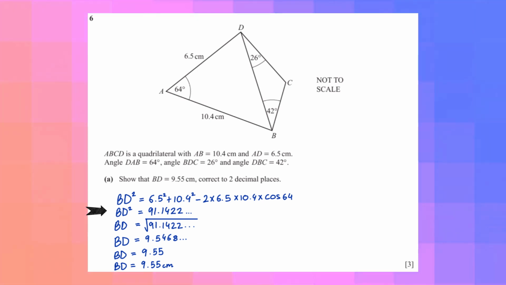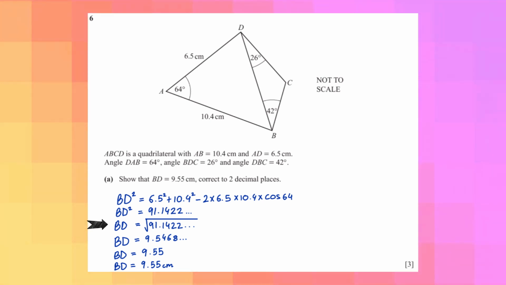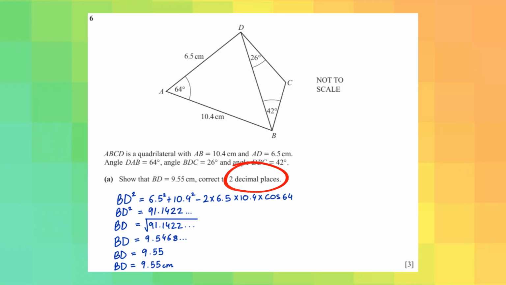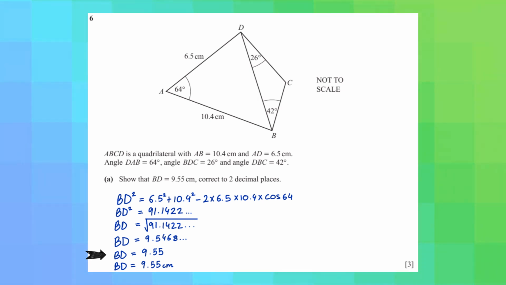Simplifying, we get BD squared equals 91.1422, and so on. Next, we take the square root of both sides. This gives us BD equals 9.5468, and so on. According to the question, we have to show the value of BD correct to 2 decimal places. So, rounding to 2 decimal places gives us BD equals 9.55. Therefore, BD equals 9.55 centimeters. This completes the answer for part A.